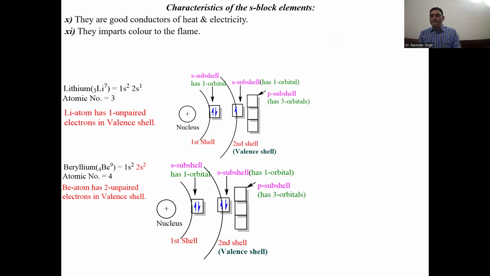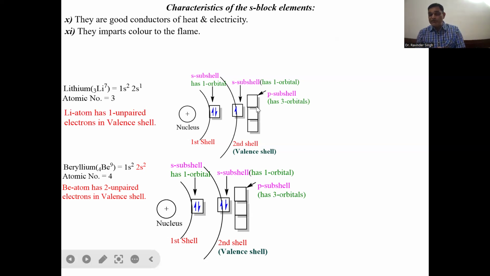They can impart color in the flame. Why can they impart color in the flame? These group 1 elements, as you can see in that diagram, have a valence electron that is attracted by the nucleus, but that attraction is not very strong, because after losing that electron, the atom becomes stabilized. But after gaining energy from the surrounding, that attraction becomes weaker, and that particular electron gets excited, not lost completely, excited in the valence p subshell here.